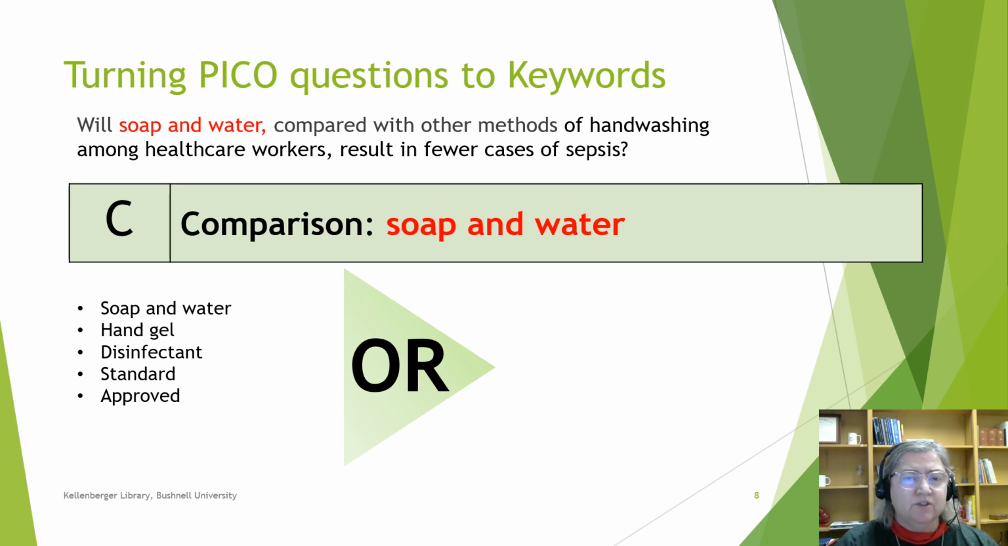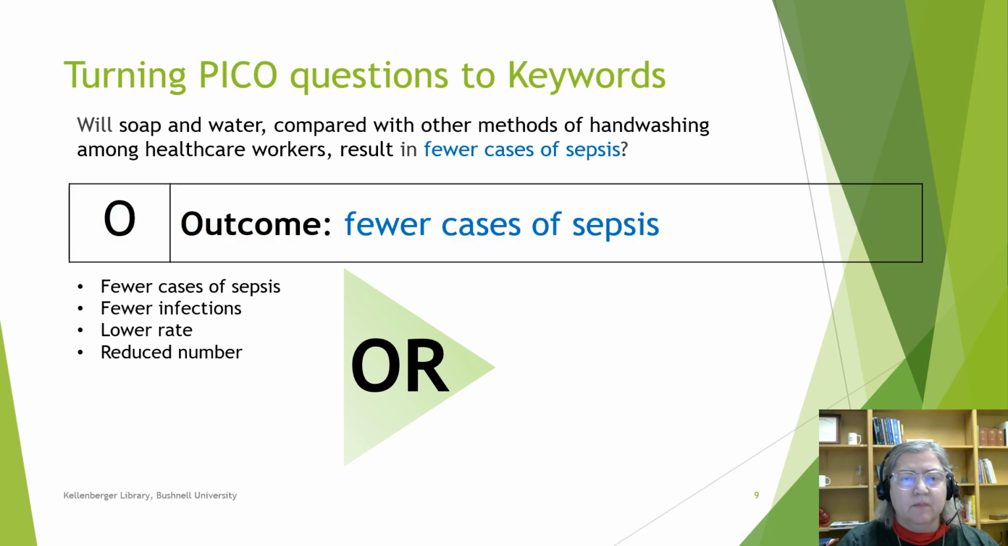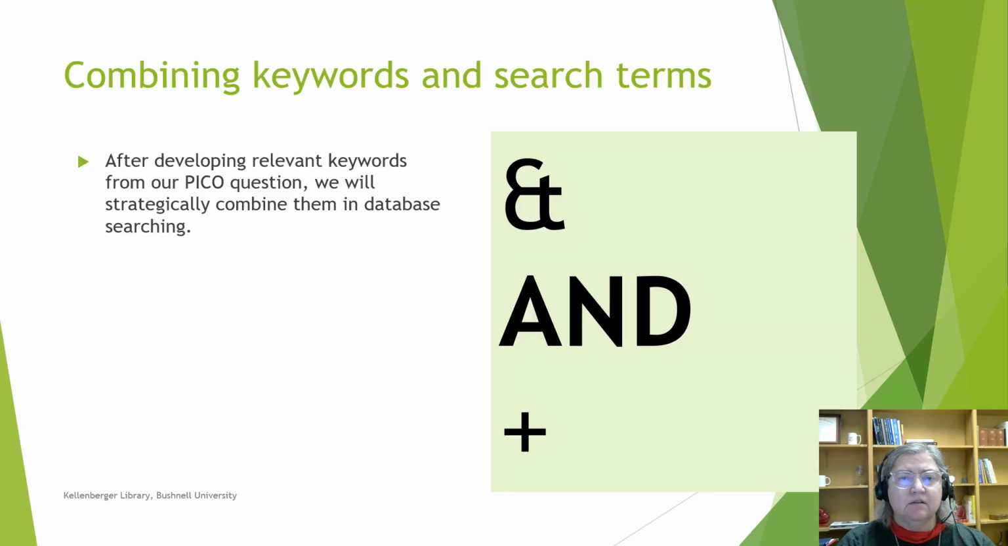Some authors might use the terms standard or approved methods of hand washing. However, it might be helpful to define vague terms such as standard or approved for effective database searching. Maybe there is a textbook definition of standard hand washing that we can use to refer to for help with coming up with keywords here. To describe the outcome, we might add phrases such as fewer infections, lower rates, or reduced number of sepsis cases.